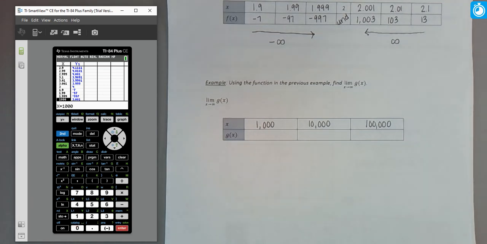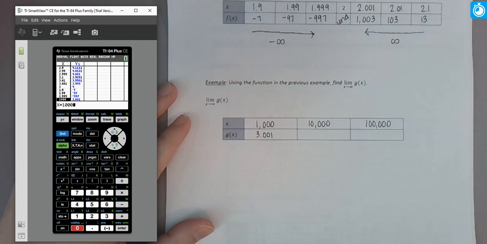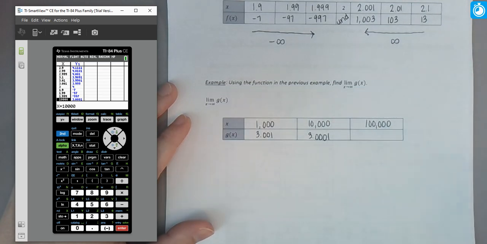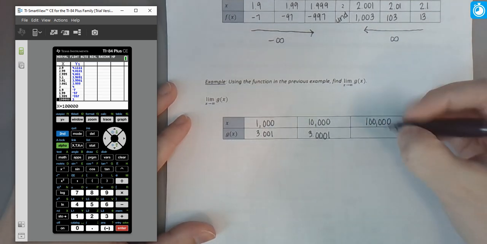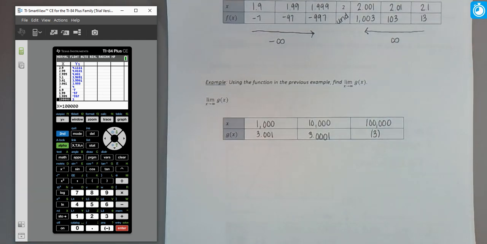So when x is 1,000, we are at 3.001. Okay, 10,000, 3.0001. And notice because I've reached the end of the table, it's now just overriding what I'm currently on. That's okay. And then x is 100,000. And technically, we don't actually reach 3, so I'm going to put 3 in parentheses. Your calculator is limited as to what it can do in terms of evaluating numbers that are really, really big. So technically we're not quite at 3, we're at 3.000 something, but your calculator is saying it's so close to 3 that you can basically call it 3.